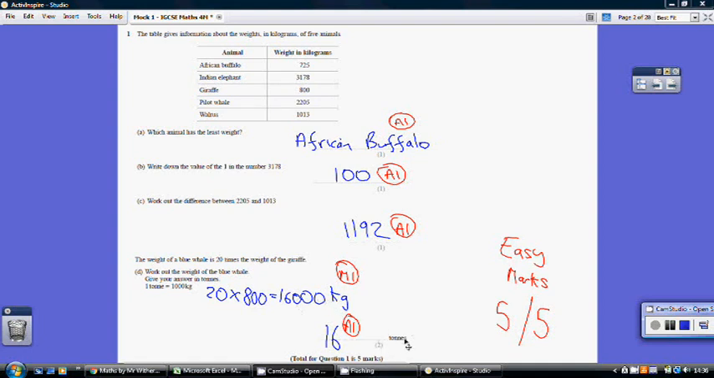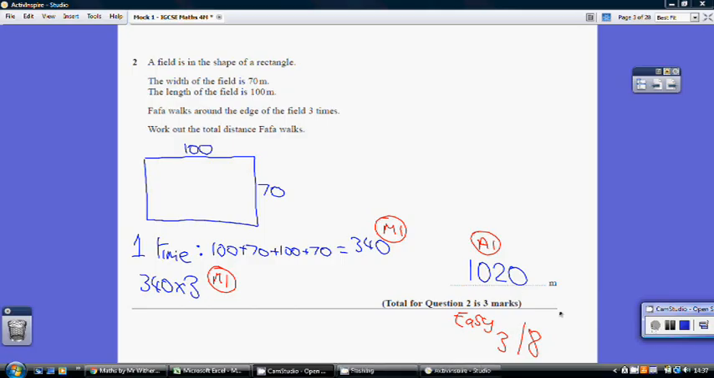But we've got to give our answer in tons. Moving from kilograms to tons, we've got to get smaller. The number is smaller, so we have to divide by 1,000, giving us 16.